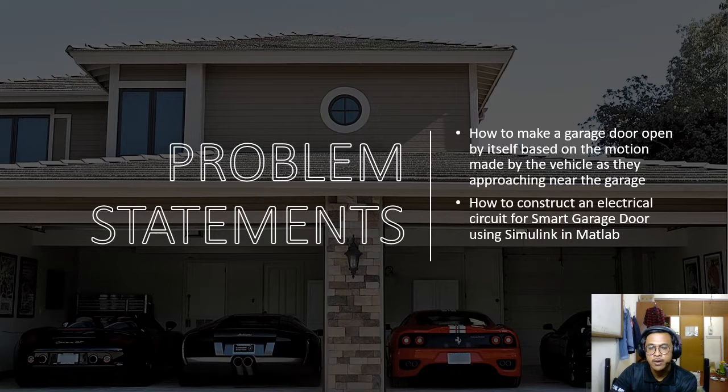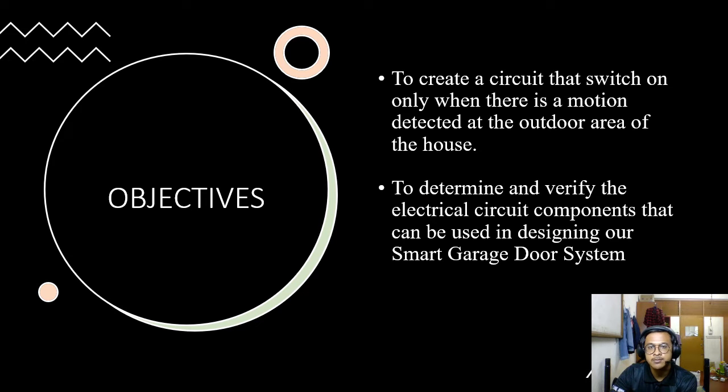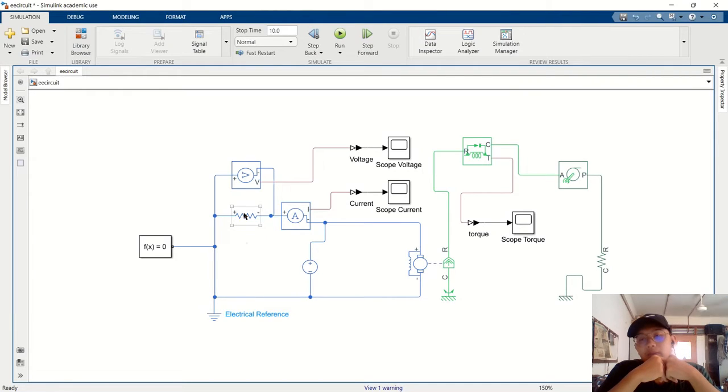So the problem statement for our project is how to make a garage door open by itself based on the motion made by the vehicle as they approach near the garage. And also our second problem statement is how to construct an electrical circuit for smart garage door using Simulink in MATLAB. Our objective with this project is that we want to create a circuit that switches on only when there is a motion detected at the outdoor area of the house. And second, we want to determine and verify the electrical circuit components that can be used in designing smart garage door system.